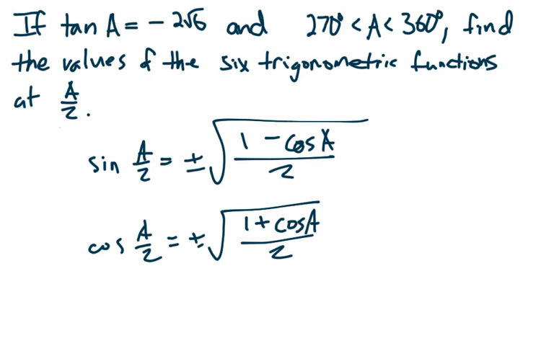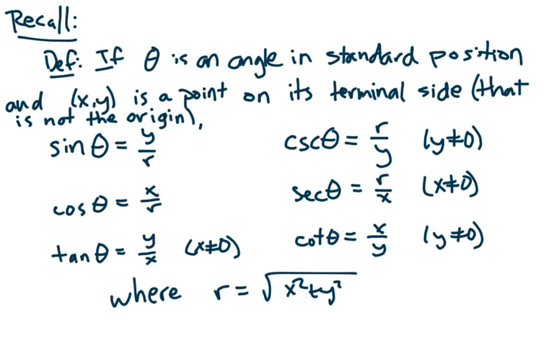I don't have cosine of A. I have tangent of A. Last time, we were able to use the Pythagorean identity to get from sine A to cosine A. I can't do that with tangent. What we're going to use instead is one of the definitions of tangent. We gave 3 definitions so far. One on the unit circle, one with right triangles, and this one. If theta is an angle in standard position, if you don't remember what that means, please look it up, and x comma y is a point on the terminal side of theta that is not the origin. We don't want x comma y to be the origin, any other point on the terminal side. Then we define the 6 trig functions as follows.